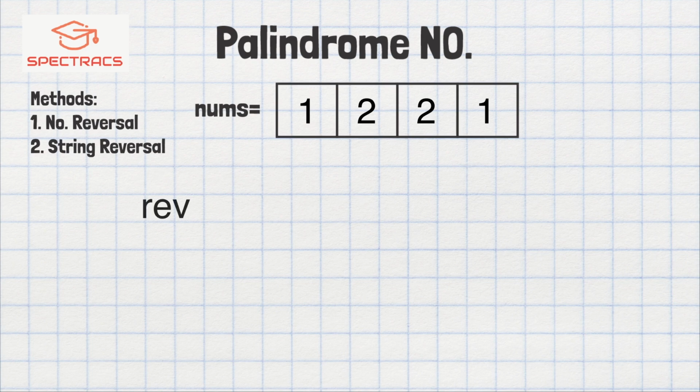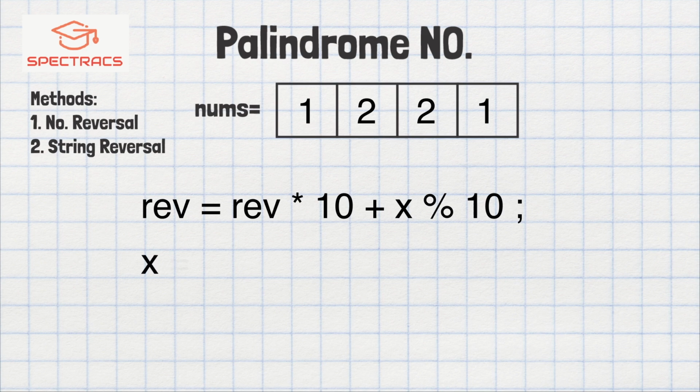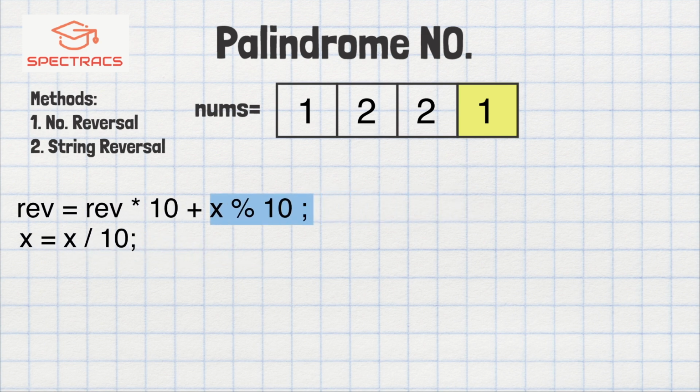Reverse is equal to reverse times 10 plus x modulo 10, and x equal to x divided by 10. What x modulo 10 does is it returns the last digit of the number. Now let us take 1221 as an example. So x modulo 10, what is the last number? Which is 1. Okay, now we put it into the formula. Reverse is originally 0, so 0 times 10 is 0 plus the last digit 1, so we got reverse as 1.